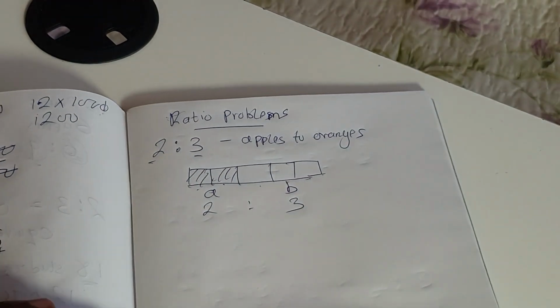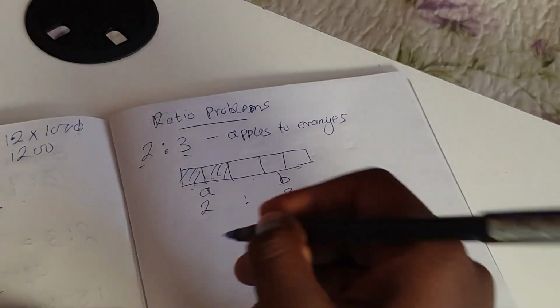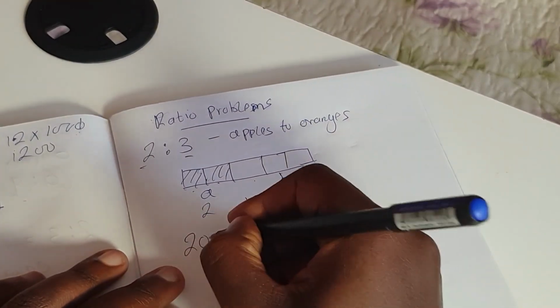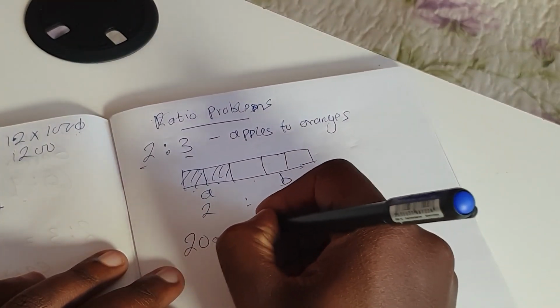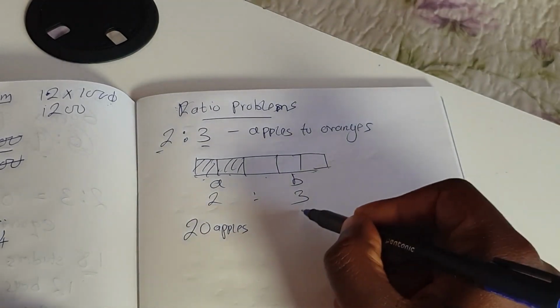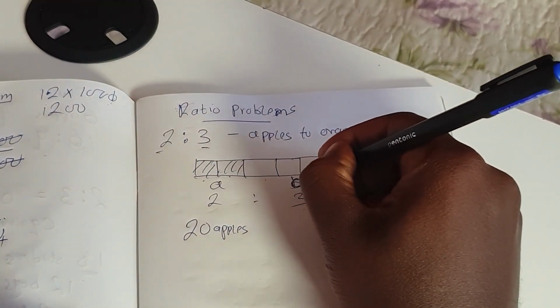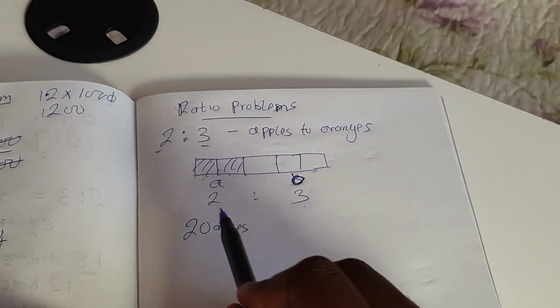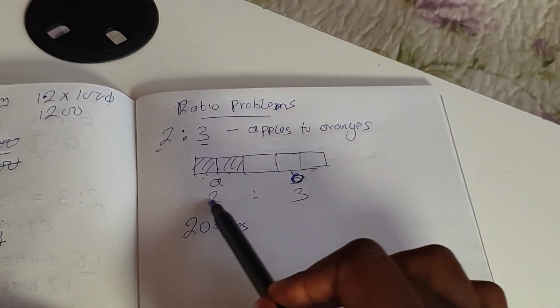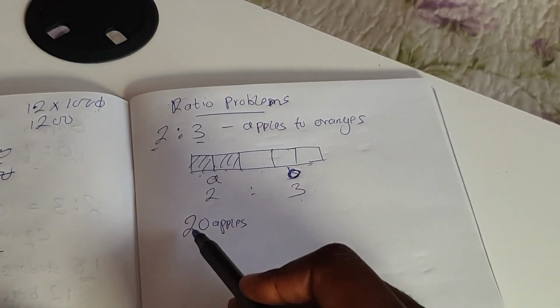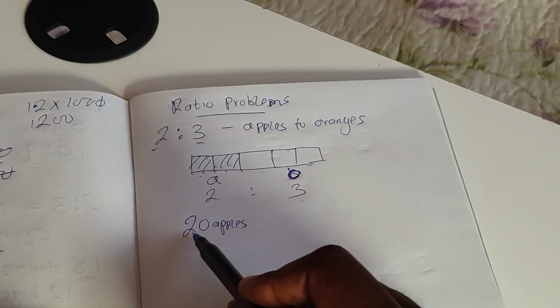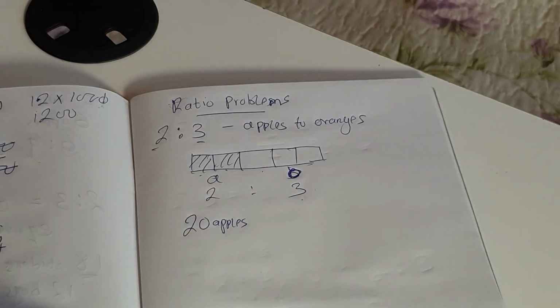So imagine you're told that in that fruit basket, you have 20 apples. And then you'll be asked how many oranges are in the basket. Okay, so this should be an O for oranges. So in a fruit basket with a ratio of apples to oranges of 2:3, and there are 20 apples in the basket, how many oranges are in the basket?